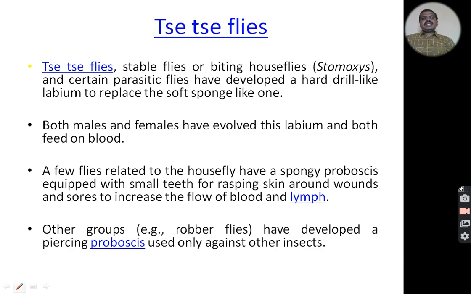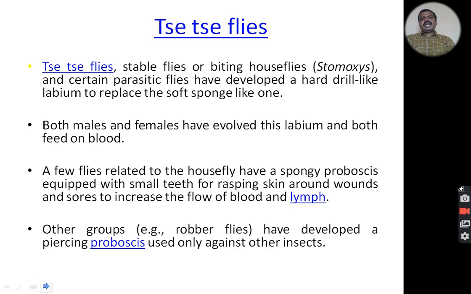Both males and females have evolved this labium, and both of them feed on blood. As far as tsetse flies are concerned, both male and female feed on blood, whereas with mosquitoes, usually only the female mosquitoes feed on blood.